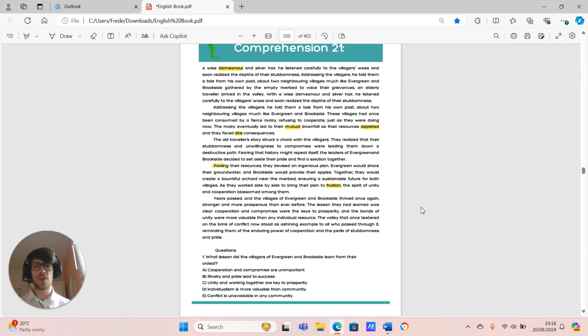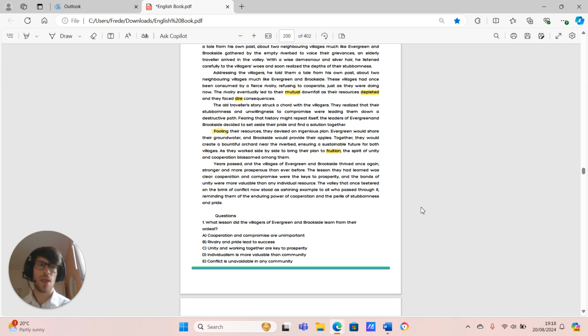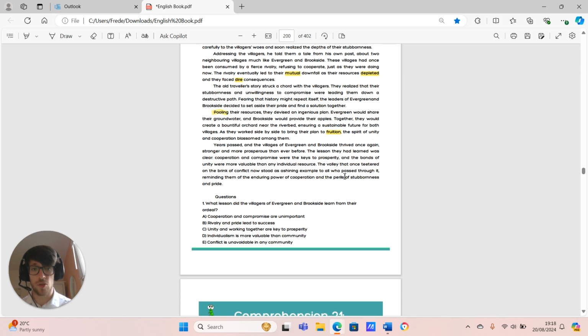What lesson did the villages of Evergreen and Brookside learn from their ordeal? Well, if we're talking about a lesson being learned, traditionally you'll find that at the end of a story, won't you? So, let's look here. The lesson, I see the word lesson. Here we go. The lesson they had learned was clear. Cooperation and compromise. Cooperation, working together. Compromise, finding deals together, were the keys to prosperity, to success. And the bonds of unity were more valuable than any individual resource.